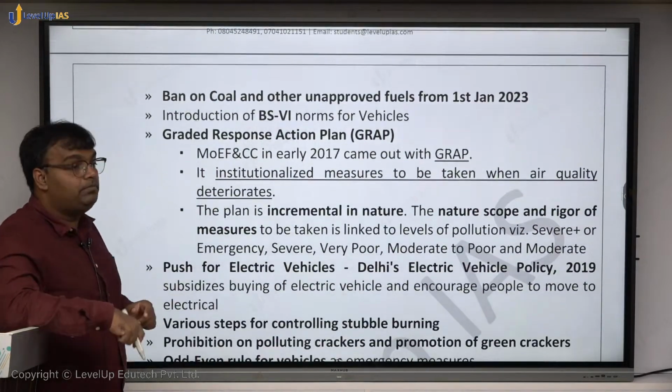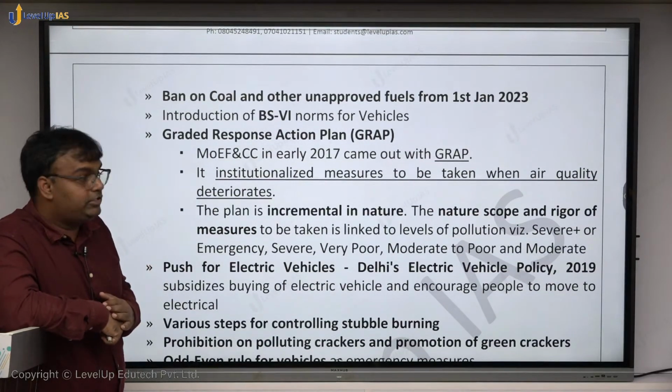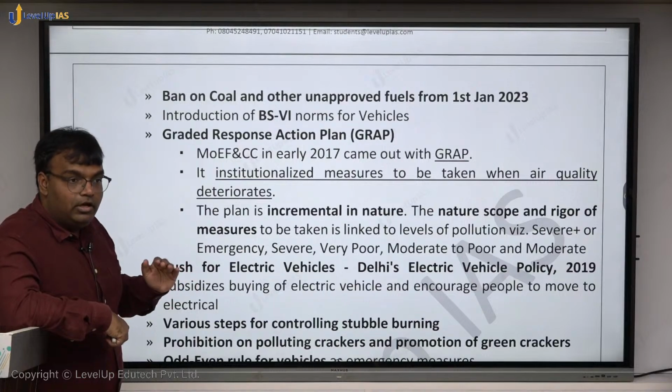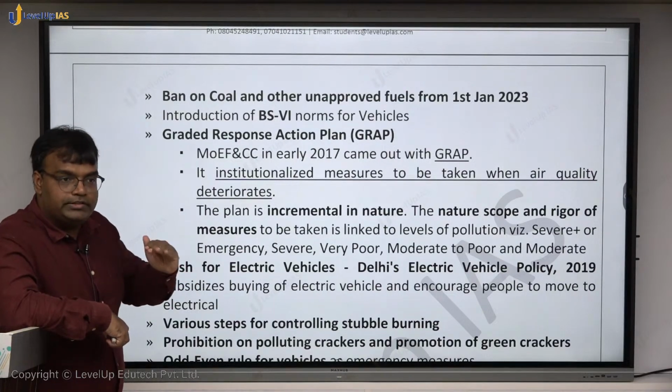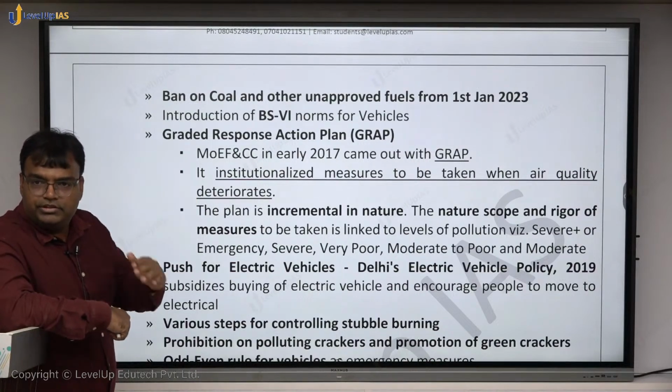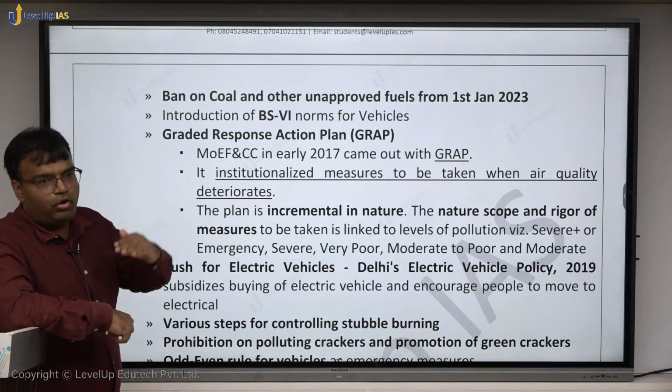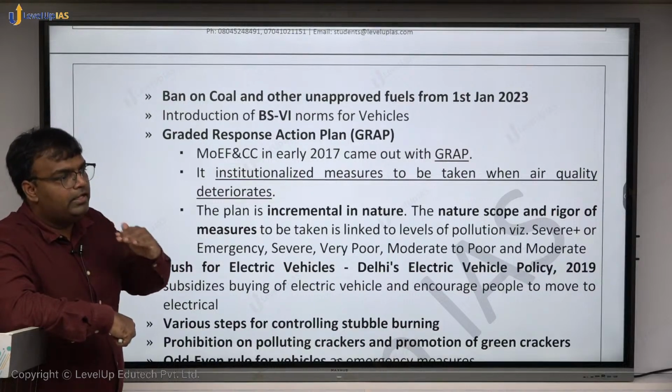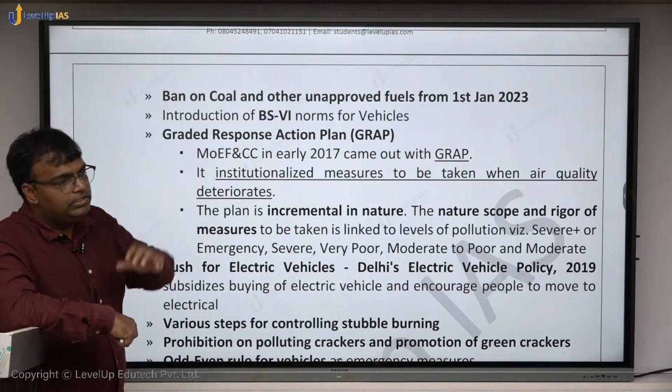Graded Response Action Plan was brought in 2017. What is Graded Response Action Plan? Under this, as pollution increases, restrictions keep on increasing, at an incremental level. Construction would be banned, things like that, and diesel generators would be banned. As pollution goes up, more and more strict things would happen.